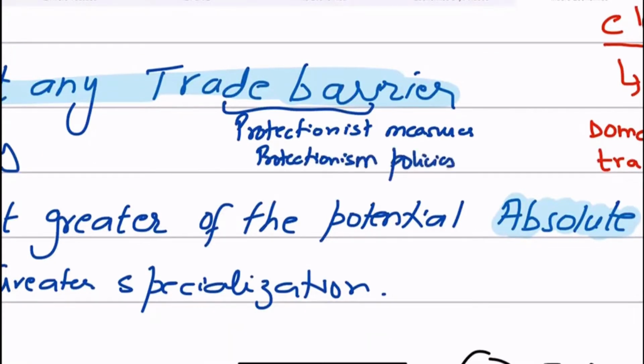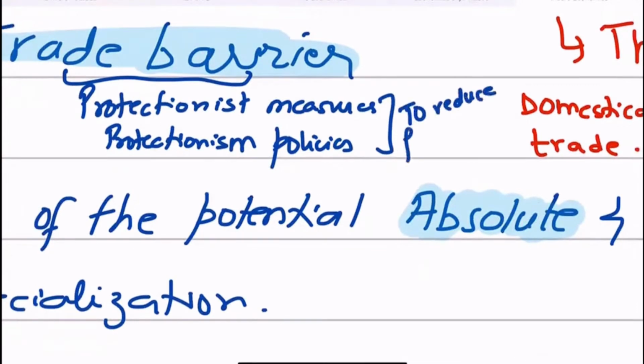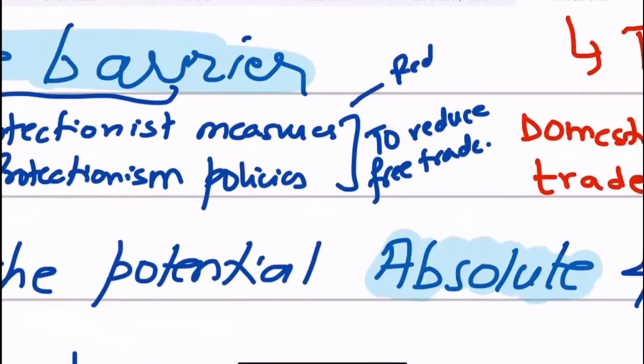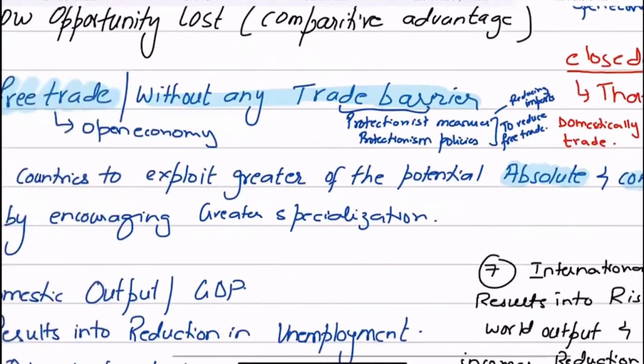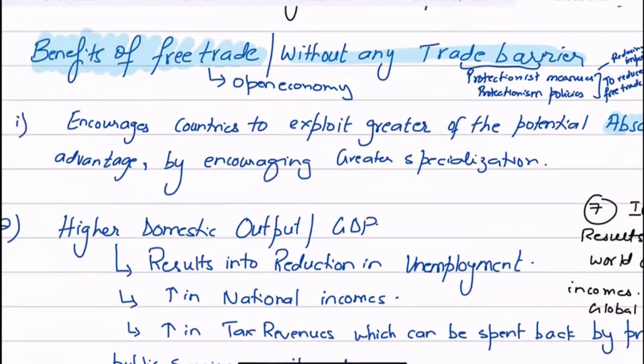Basically, these policies or measures are designed to reduce free trade, more inclined towards reducing imports, right? So when we talk about the benefits of free trade, that is trade that takes place without any form of trade barriers, without any form of protectionism by the government, by the state.